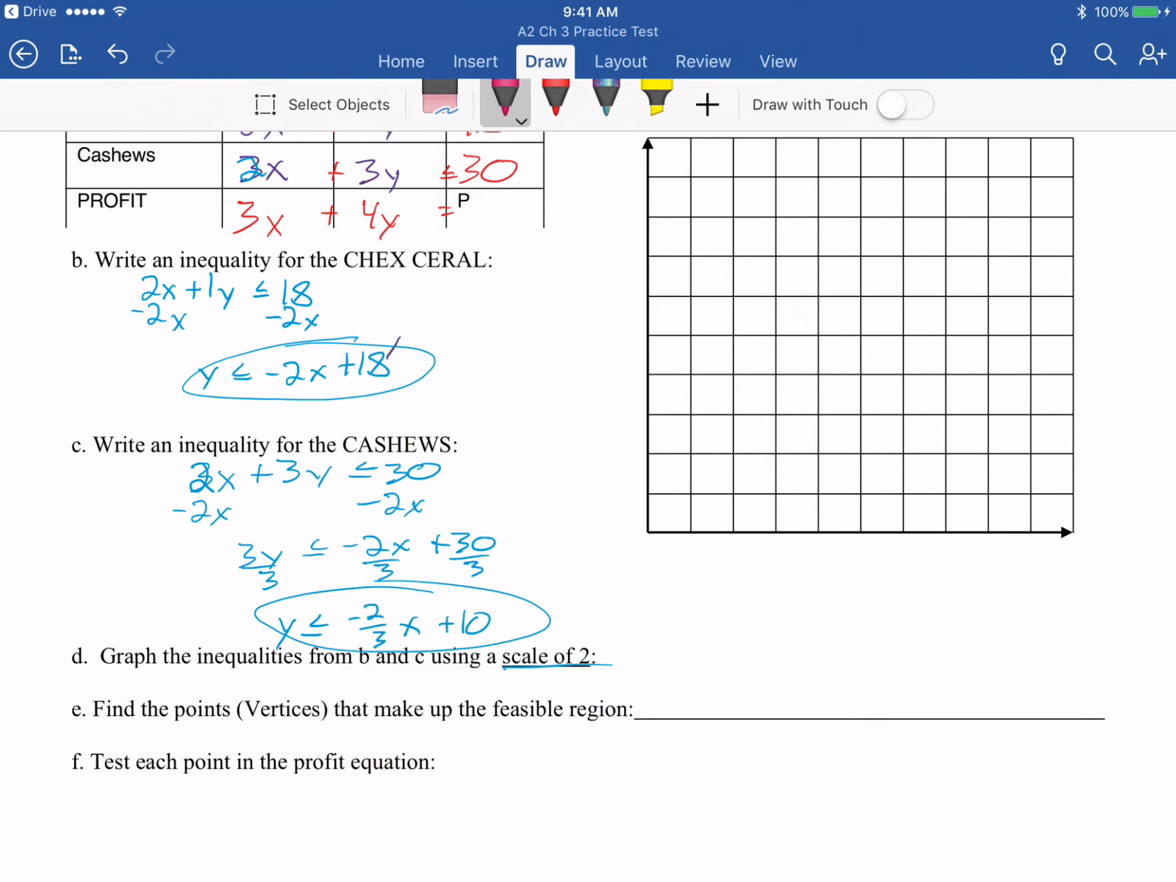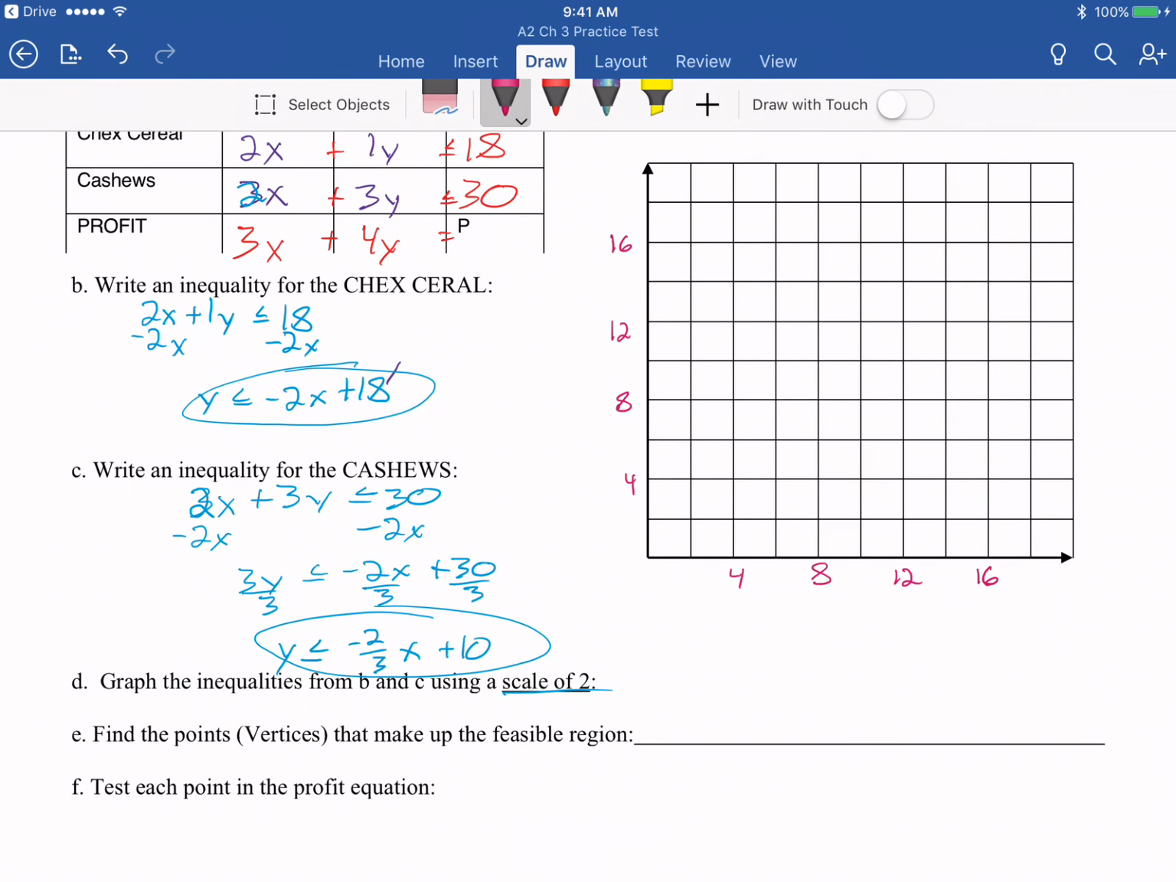It says scale of 2, so I'm going to go 4, 6, 8, 10, 12, 14, 16. It says y-intercept of 18 for this guy, so that's going to be 1 above that. So there's 18. I've got to go down 2 over 1. You can actually use these boxes, since the scales are the same on the x and the y. This one's actually going to be halfway in between, so watch out for that guy.